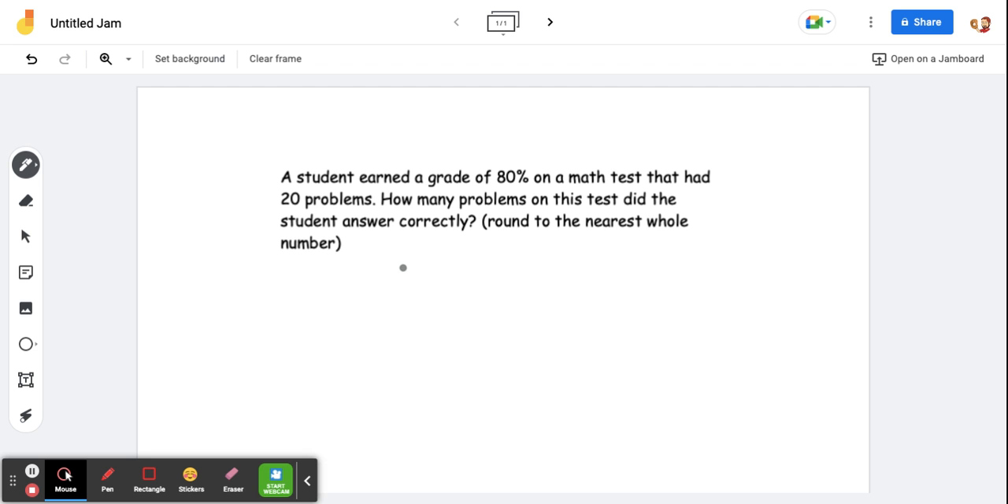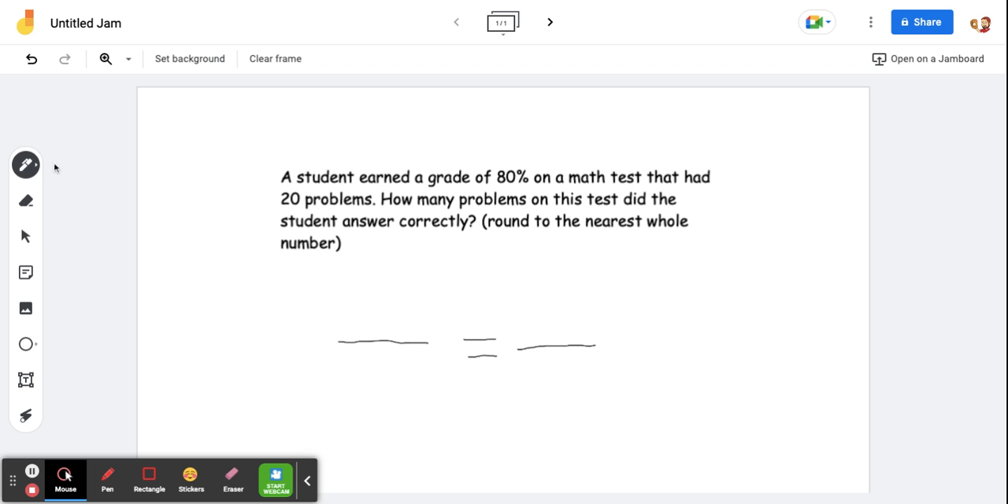And here's the first problem that I'm going to lead you guys through so you guys can see how that's going to work. Okay. A student earned a grade of 80% on a math test that had 20 problems. How many problems on this test did the student answer correctly? Round to the nearest whole number. Okay, so what we have is we're going to use our percent proportion because we have a percent. We're trying to find out an amount from that percent.